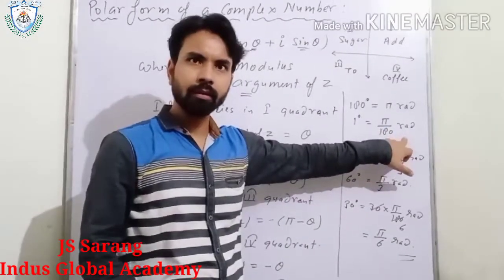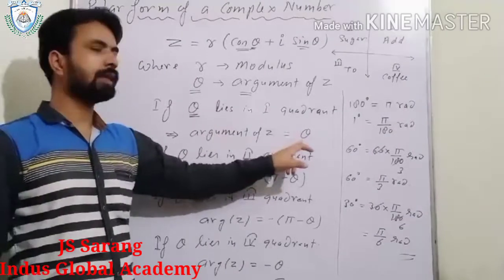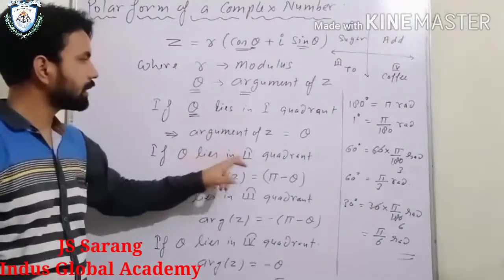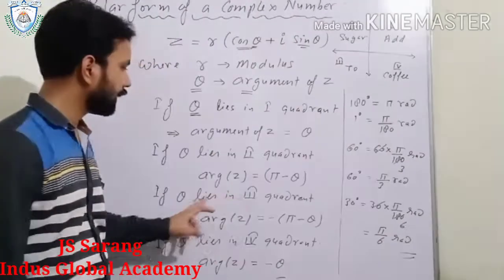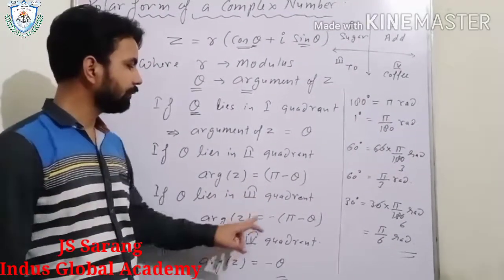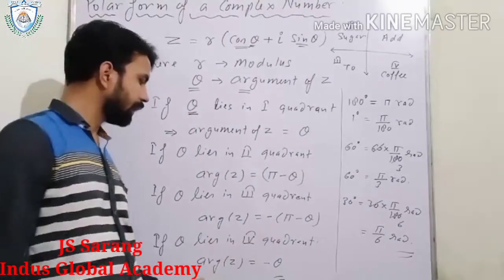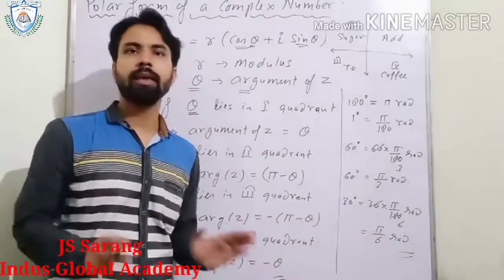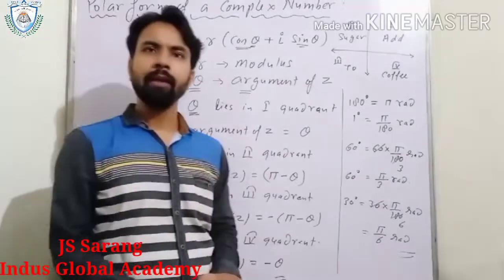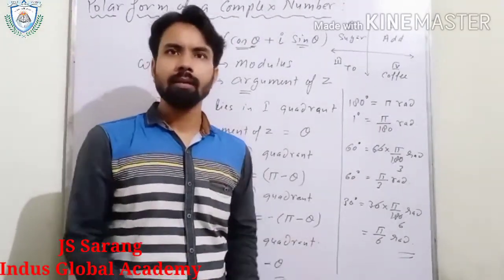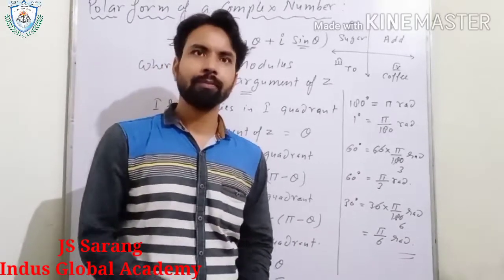Is it clear? If theta lies in the first quadrant, then the argument of z equals theta. If theta lies in the second quadrant, then the argument of z equals pi minus theta. If theta lies in the third quadrant, then the argument of z will be minus pi minus theta. If theta lies in the fourth quadrant, then the argument of z will be minus theta. Clear? Only these points you have to keep in your mind, and we will solve exercise 5.2. Hope it is clear? Good.